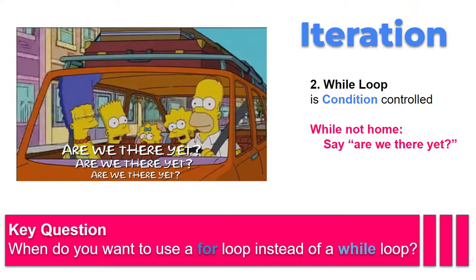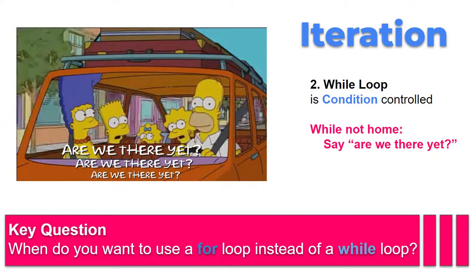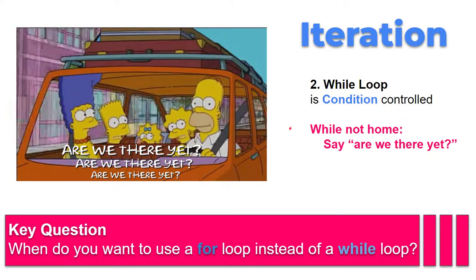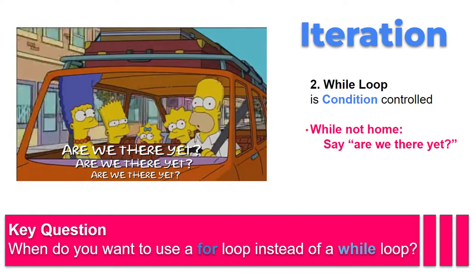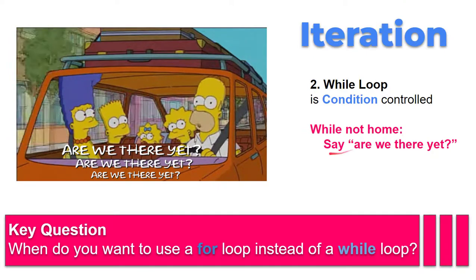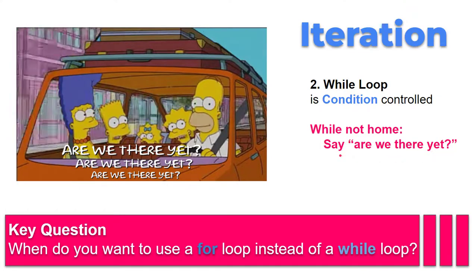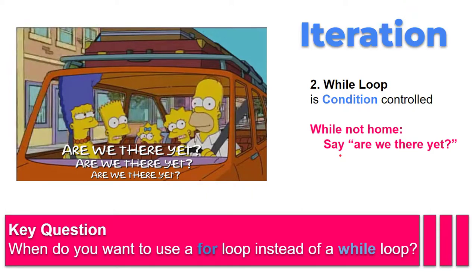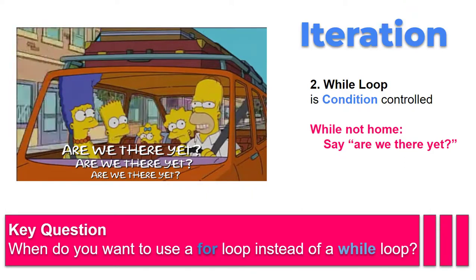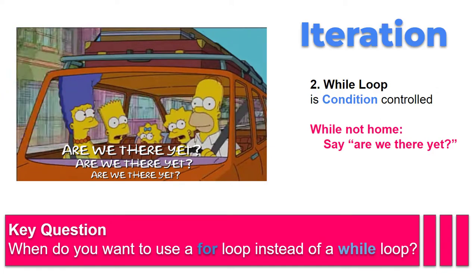And the example I've given here is the whole family annoying Homer by saying, "Are we there yet? Are we there yet? Are we there yet?" Now, if I was to write it in a kind of pseudocode, it would be: while not home, say, "Are we there yet?" At some point, it would need to capture the fact that they've got home, and then the condition would turn false, and therefore it would stop doing the loop.